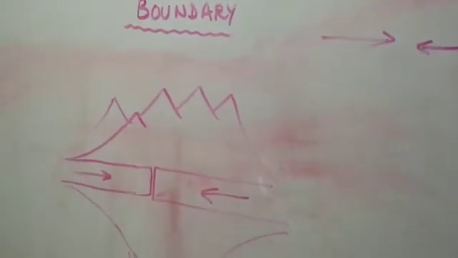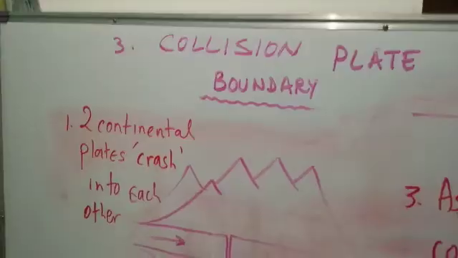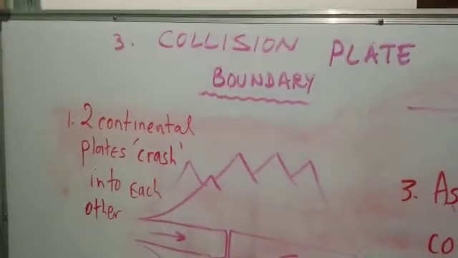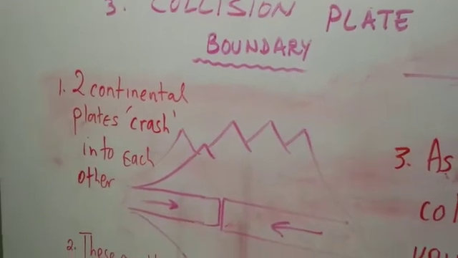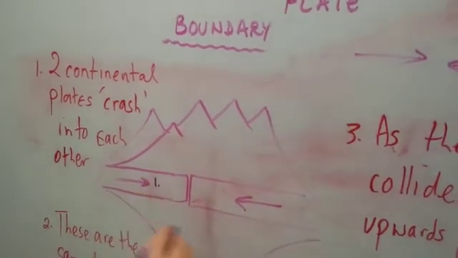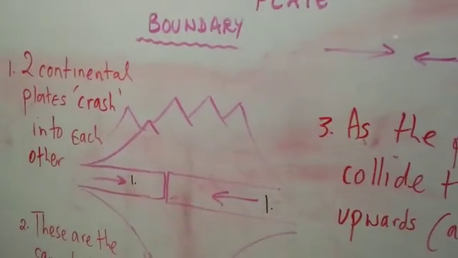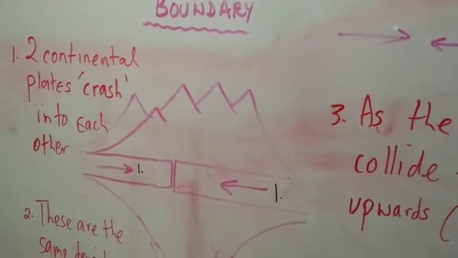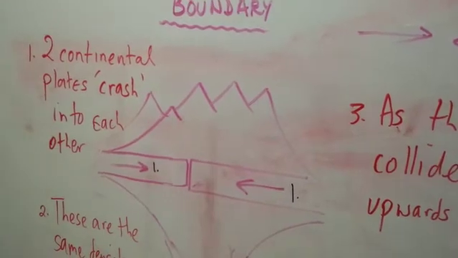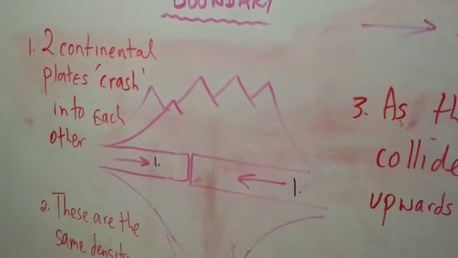So I'll now put some labels on that for you. Go. So as you can see, we have two continental plates moving towards each other. So there's one, and there's the other, and they crash into each other. And these two plates are the same density. So you don't need to put number 2 on it in this particular case.